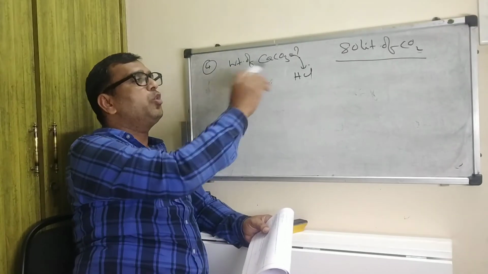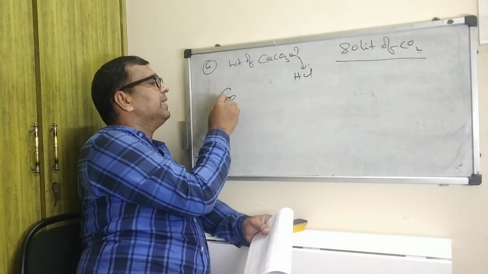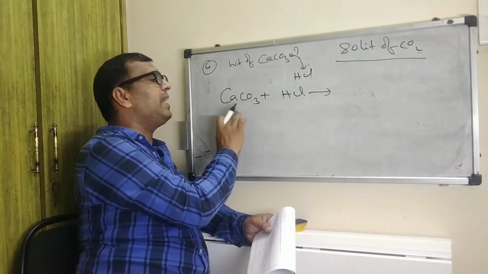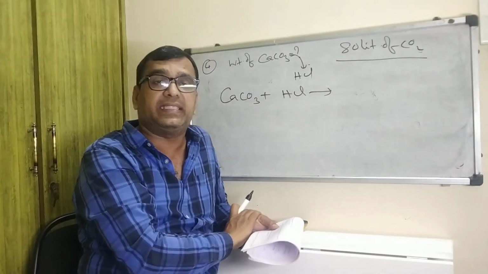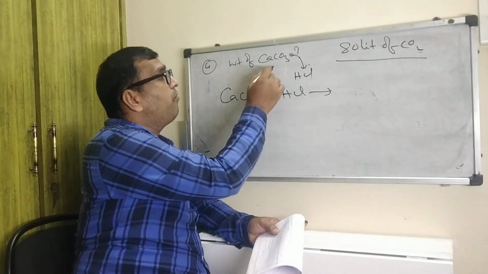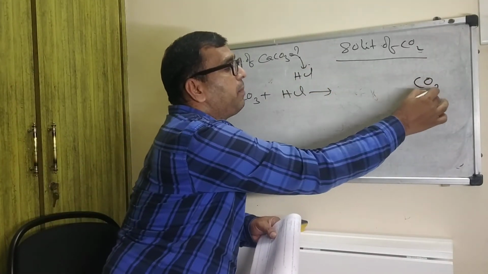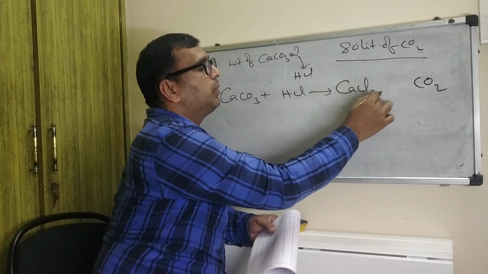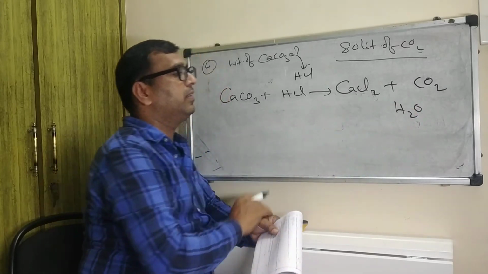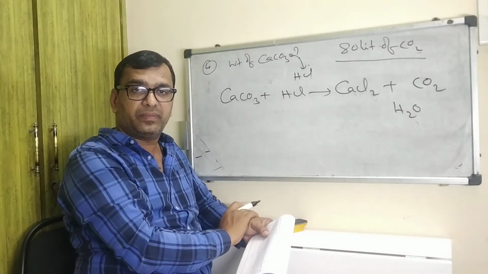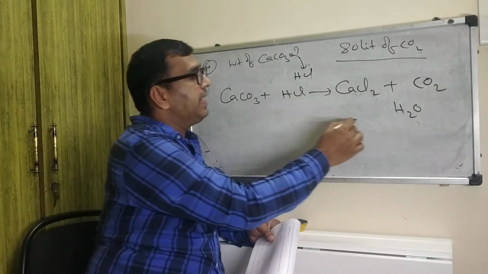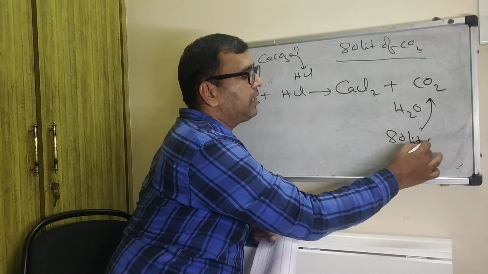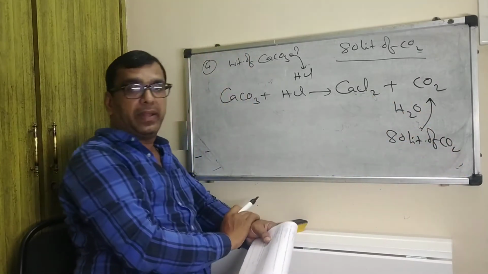Then here you have to calculate. How? Means CaCO3. First you have to write the chemical equation. This is the reaction between CaCO3 and HCl. Then here one of the products, carbon dioxide gas, is liberated. Then CaCl2 and water. Then you balance this reaction. Then here 80 liters of carbon dioxide must be liberated.